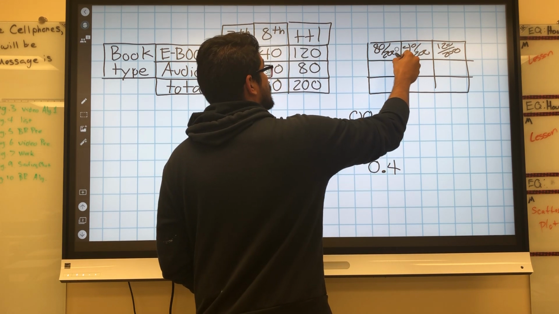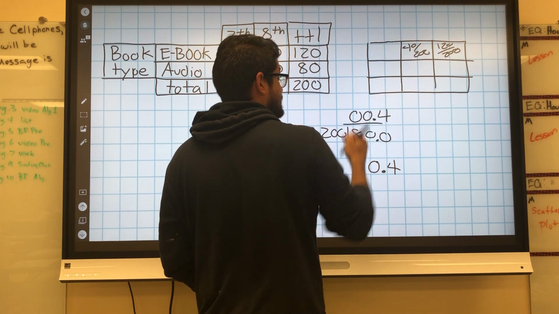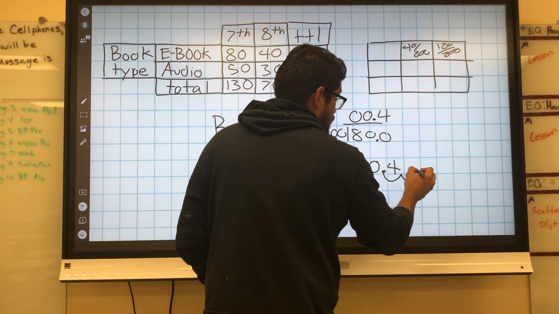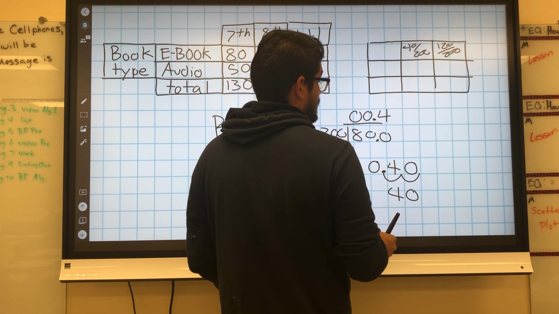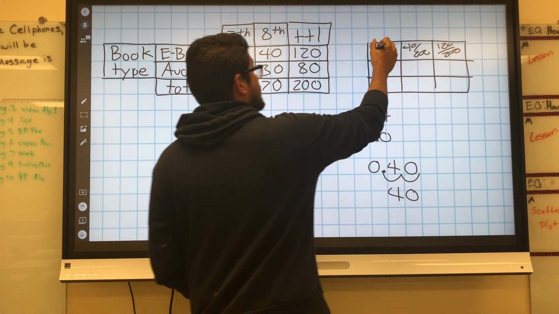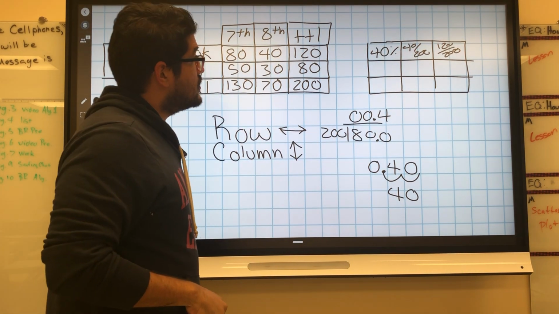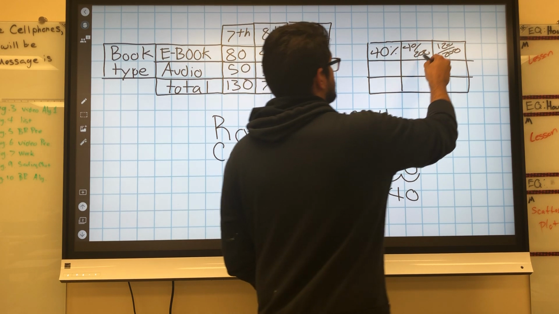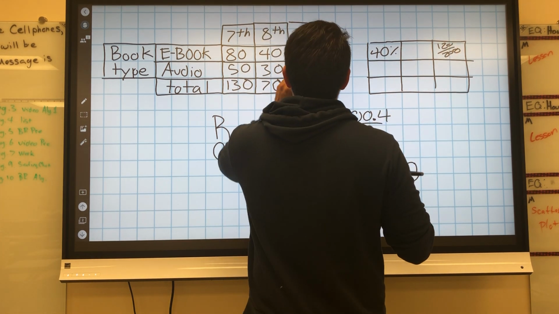But that's not what you're going to put here because you have to turn this decimal into a percent. And how do you turn a decimal into a percent? You move it twice. 1, 2, and there's a 0. So now it's 40. Okay? So now you have 40 here. So this is 40%. Okay? The next one, this is 40% of the total amount, which is 200.